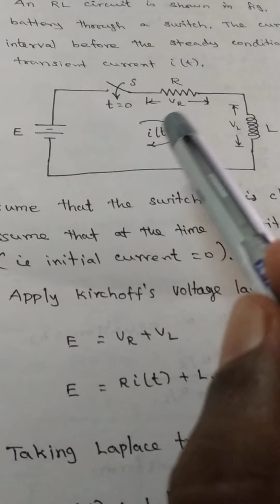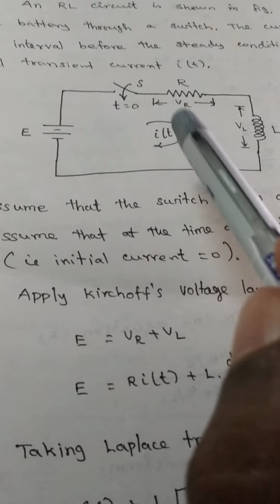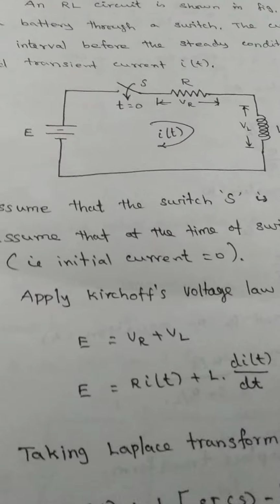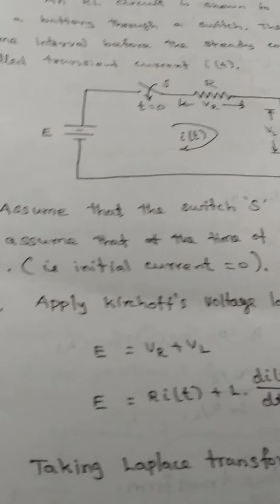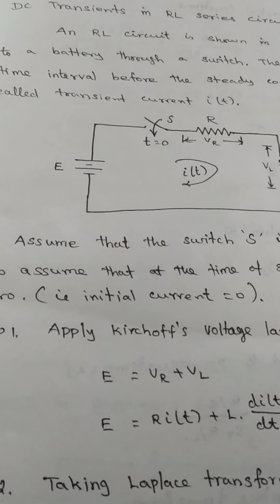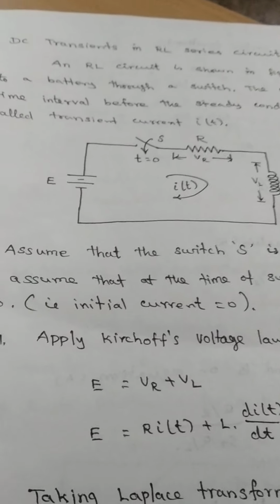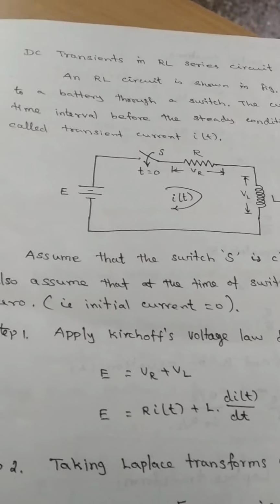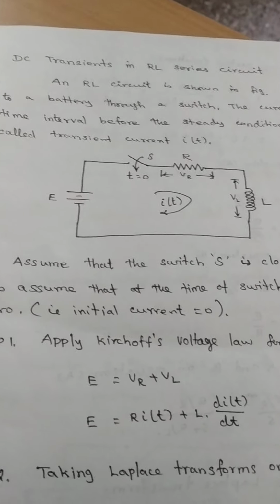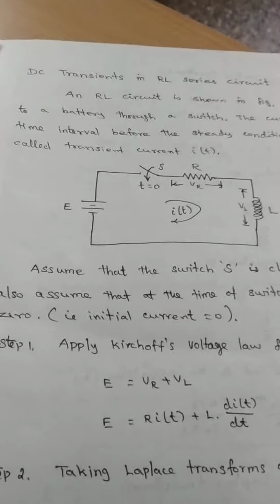The voltage across the resistance is mentioned as VR, and the voltage across the inductance is mentioned as VL. Assume that the switch S is closed at the time t equal to 0, and also assume that at the time of switching the current i(t) is 0.